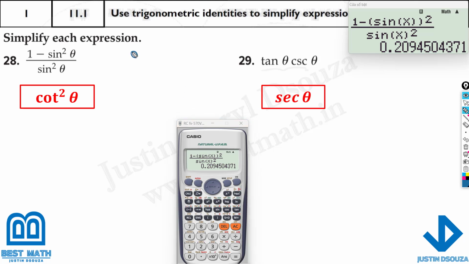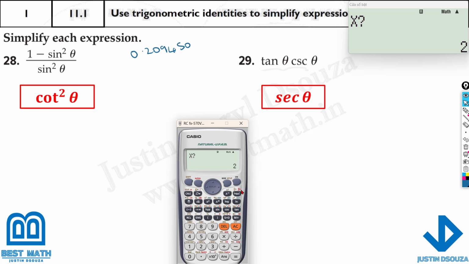It is 0.20945. You can write any number of digits, but 4 to 6 digits are more than enough. Now look into all the 4 options and solve them at the same x value. The x value I considered was 2, right? So now I will start with secant. There's no secant option, but I can write 1 by cosine x, which is secant. Okay. Now let me calculate this at 2 as well. Am I getting the same answer? No. So this is the wrong option.